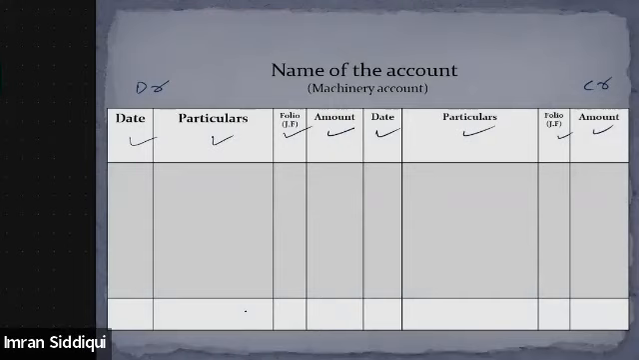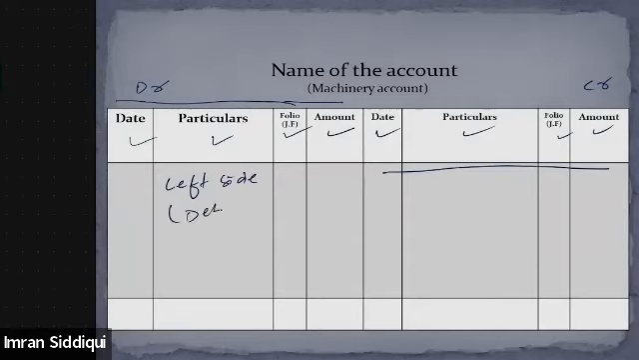Now see, this is the format of the account. This is how we prepare an account. But every account has two sides. These four columns come under the left side of the account, and these four columns are the credit side of the account. The left side of the account is called the debit side, indicated by DR, whereas the right side of the account is called the credit side, indicated by CR.